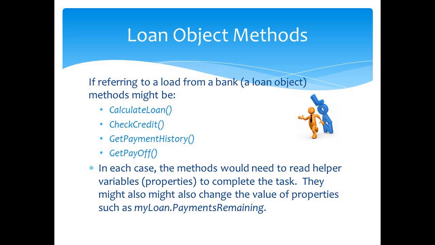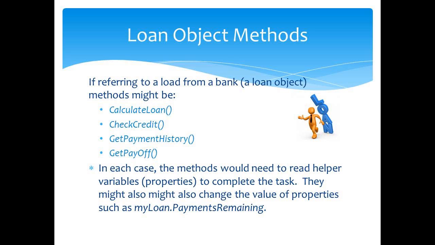We have maybe a calculate loan method that's going to take all those properties that we fed into it and calculate what the loan is going to be, how much money you have to pay, perhaps the duration, what have you. Maybe part of that loan object is when you do a submission, we check credit. So you might have a check credit method that goes back and verifies that the person applying for the loan is authorized to get that loan.